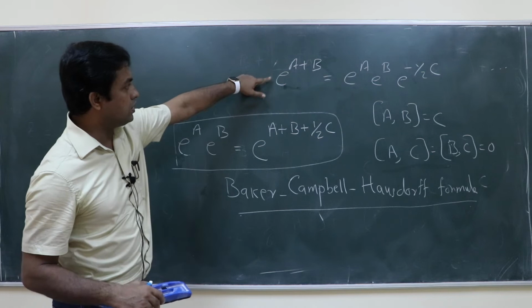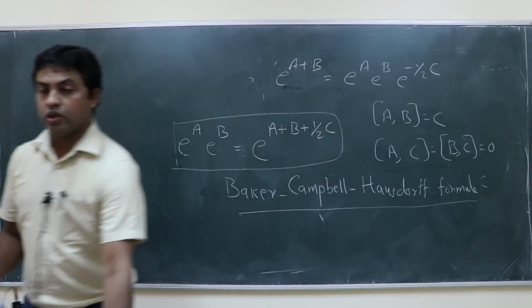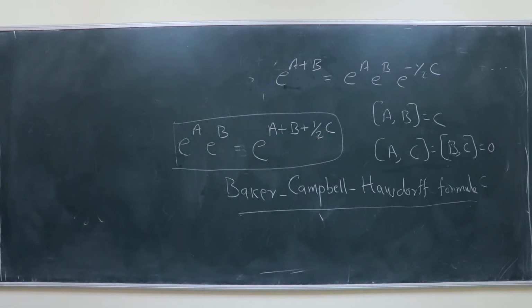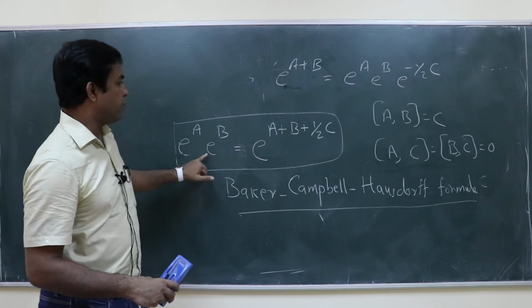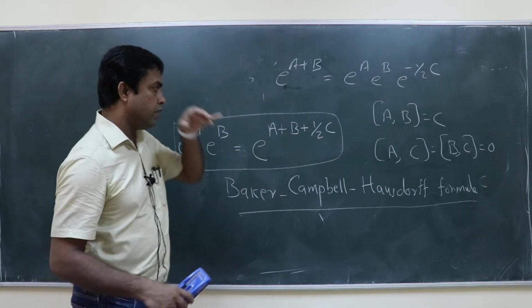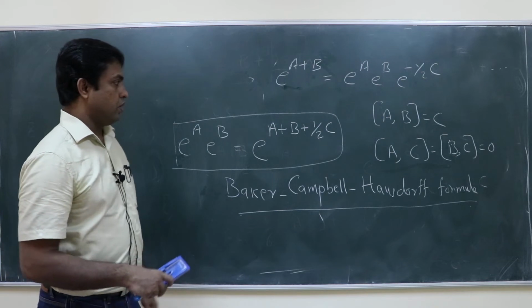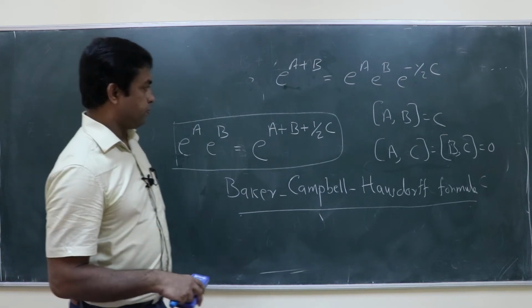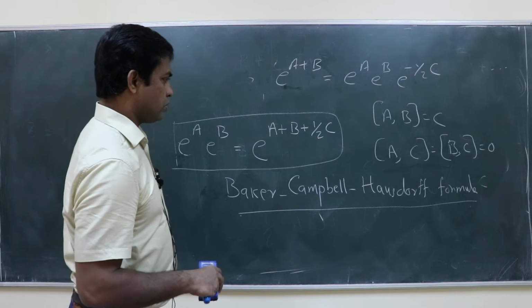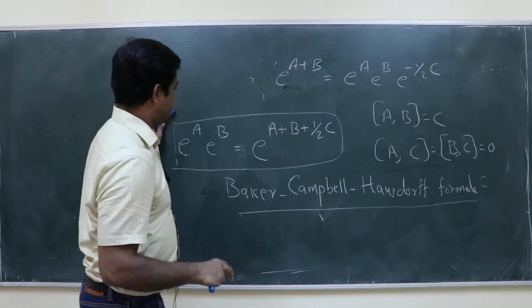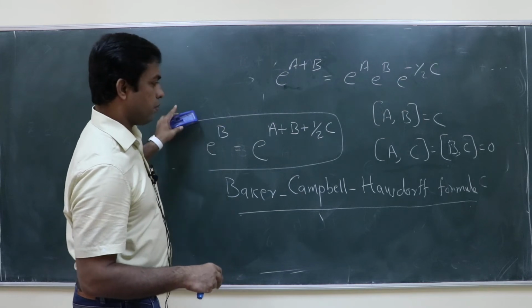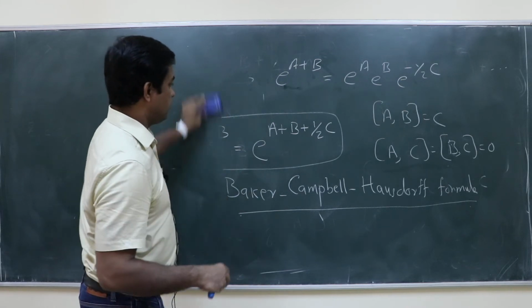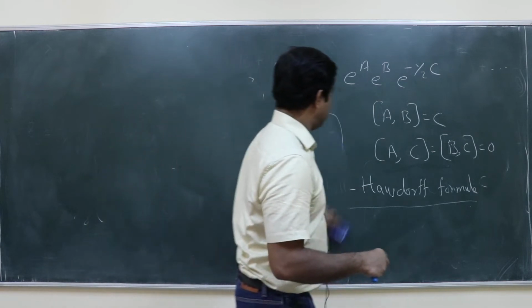So you see, e power A plus B is equal to e power A into e power B into e power minus 1 by 2 C, and e power A into e power B is equal to e power A plus B plus 1 by 2 C. So this is the Baker-Campbell-Hausdorff formula. Let us do some problems based on the Baker-Campbell-Hausdorff or Sassenhaus formula.